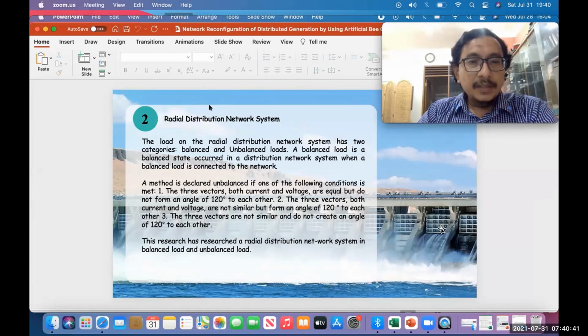First, the three phase current and voltage are equal but do not form an angle of 120 degrees to each other. And the second, the three phase current and voltage are not similar but form an angle of 120 degrees to each other. And the third, the three phases are not similar and do not create an angle of 120 degrees to each other. This research studies a radial distribution network system in balanced load and unbalanced load.